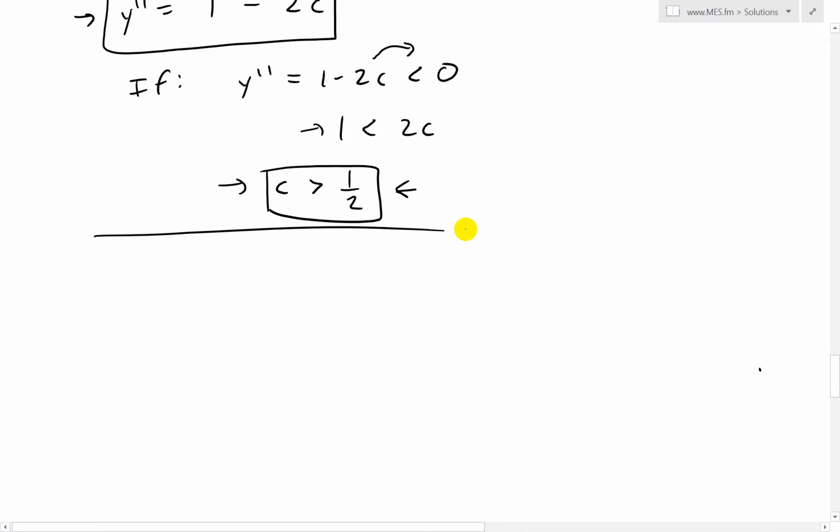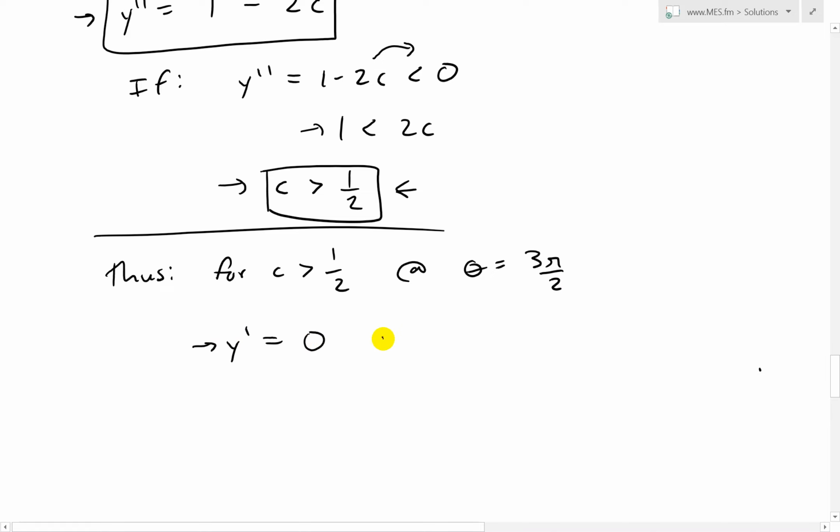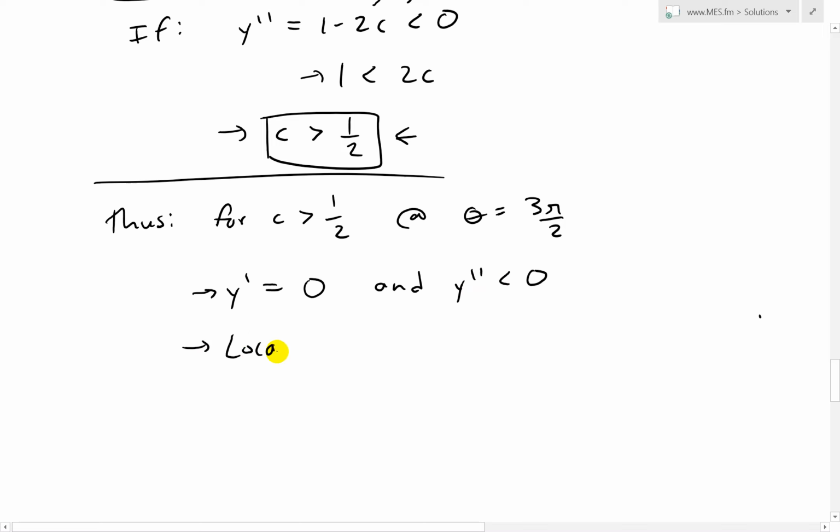Yeah, so thus we could sum that up. So thus, basically for c greater than 1 over 2, this is at theta equals 3 pi over 2. Yeah, we have y prime in terms of theta equal to 0, and y double prime is, well, negative, less than 0. So thus we have a local maximum there. I'll just write local max like that. In other words, we have, i.e., a dimple.